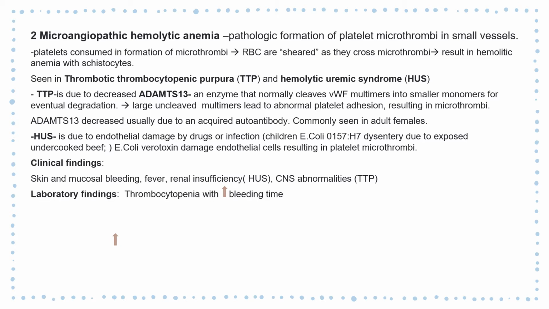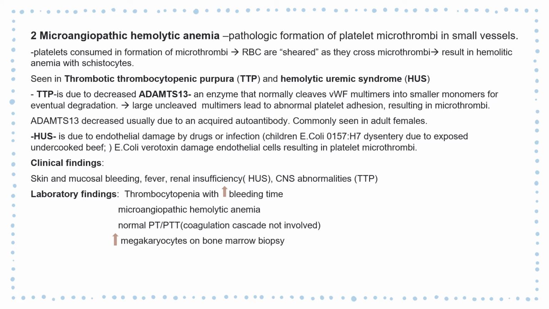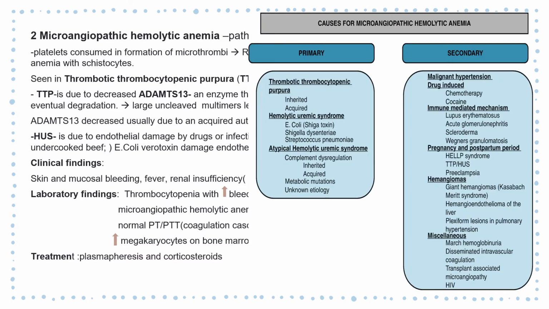Laboratory findings show thrombocytopenia with increased bleeding time. PT and PTT are normal because the coagulation cascade is not involved, and there are increased megakaryocytes on bone marrow biopsy. Treatment is plasmapheresis and corticosteroids.